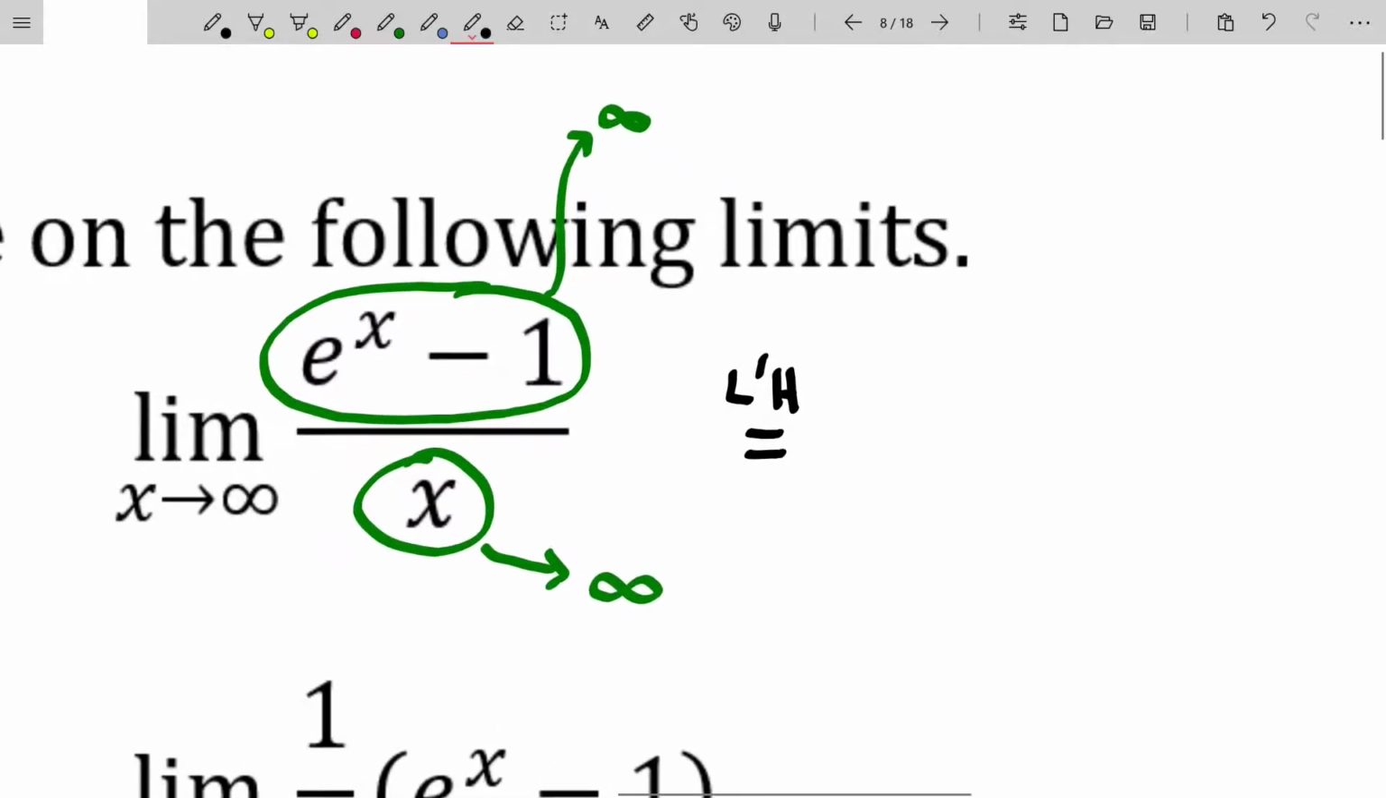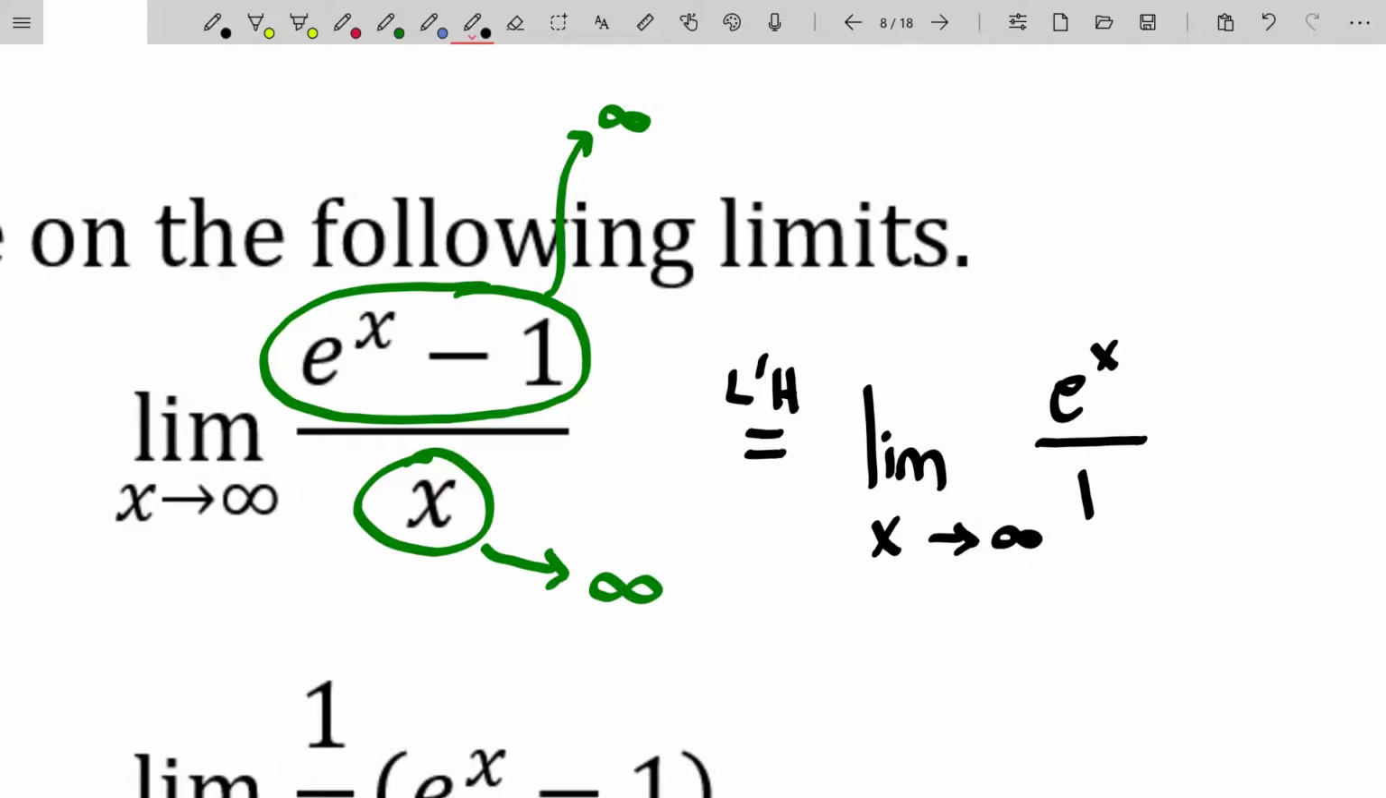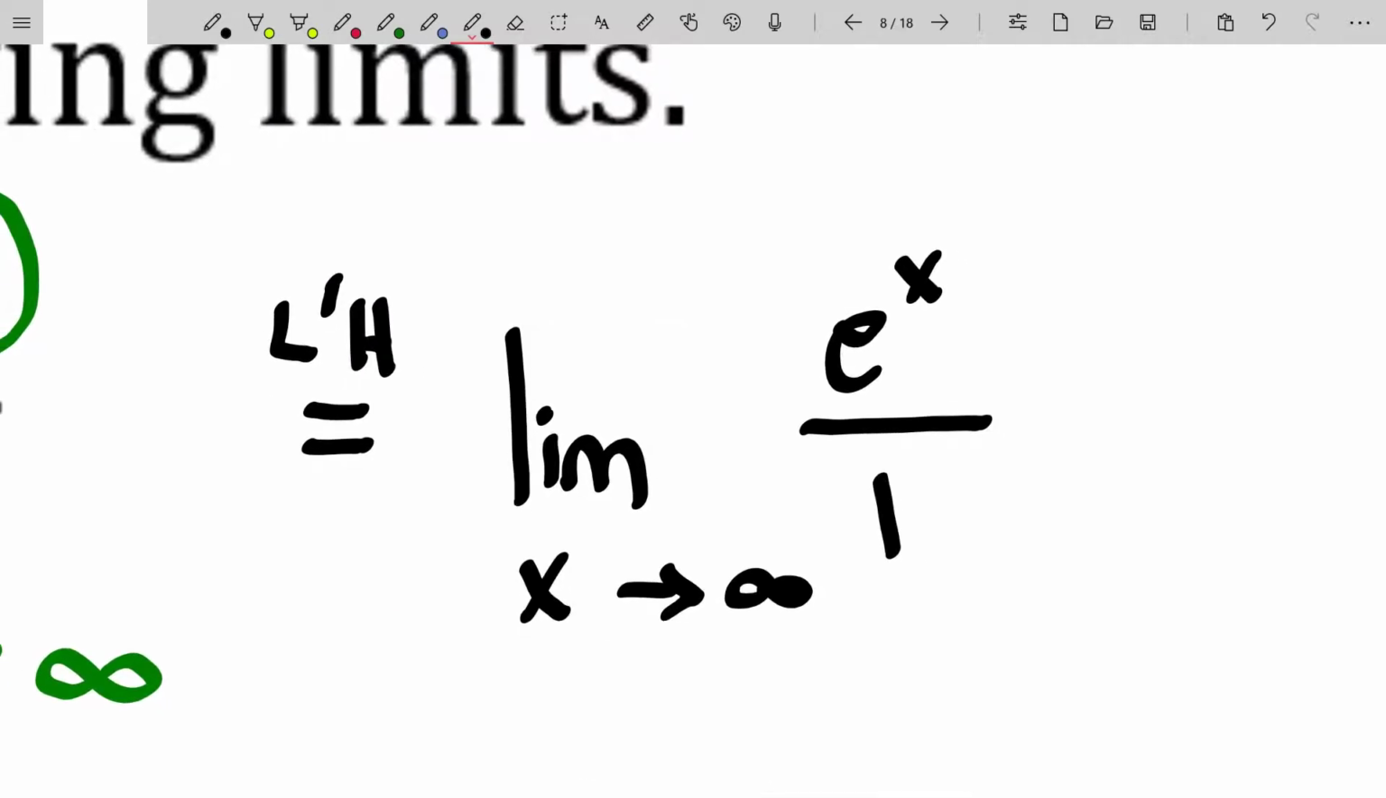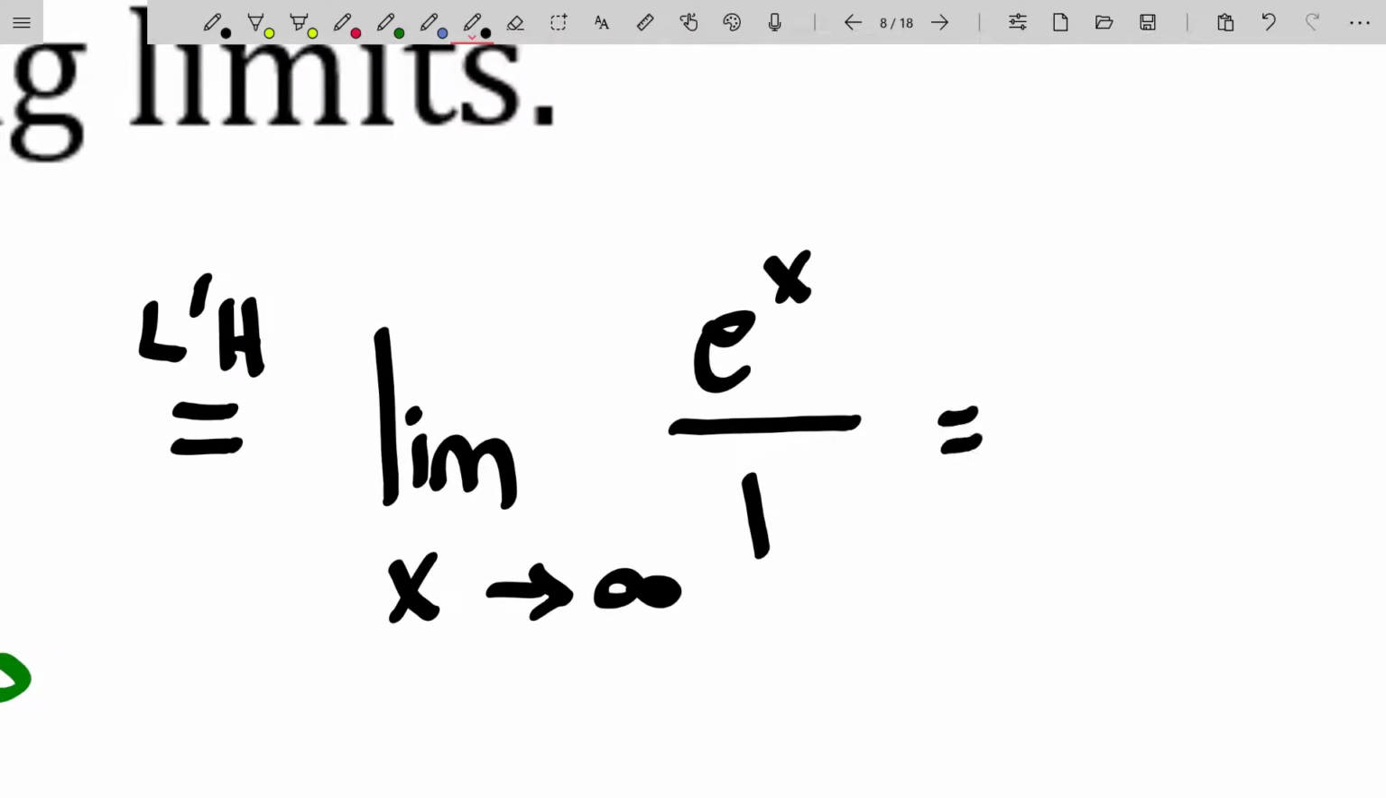L'Hopital's rule. And by L'Hopital's rule, this should equal the limit as x goes to infinity of the derivative of the numerator, which is going to be e to the x, divided by the derivative of the denominator, which is 1. I often joke in class when I teach this that L'Hopital's rule is what everybody wanted the quotient rule to be. Everybody wants the quotient rule just to be the derivative of the numerator divided by the derivative of the denominator, but we know that's not the quotient rule. But that's actually L'Hopital's rule.